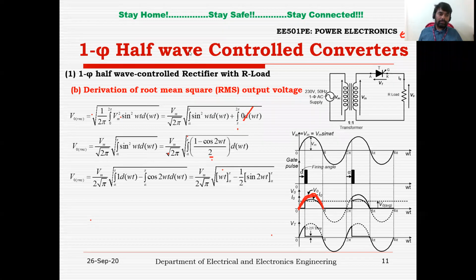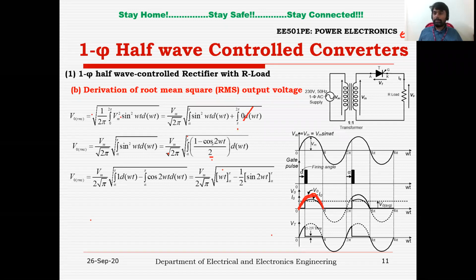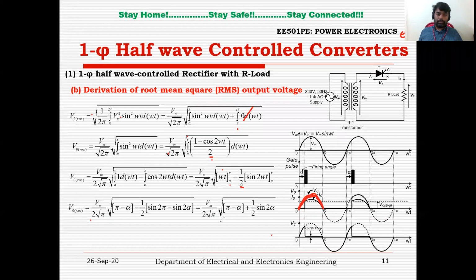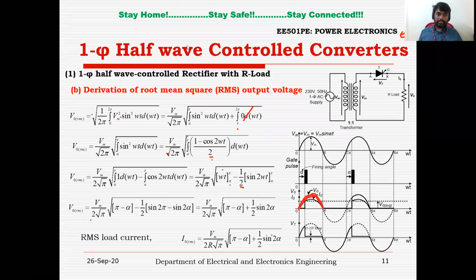You can see here, it is Vm by 2 root pi under the root, it is just 1 minus cos 2 omega t. You just separate these two parts: integral from alpha to pi of 1 d omega t minus integral from alpha to pi of cos 2 omega t d omega t. The integration of a constant is omega t, with upper limit pi and lower limit alpha. And minus the integration of cos 2 omega t, which is sin 2 omega t divided by 2. You substitute the upper limit and lower limit, and you will get the RMS output voltage as this one: Vm by 2 root pi under root of (pi minus alpha plus 1 by 2 sin 2 alpha).